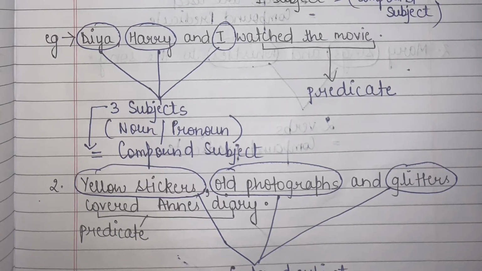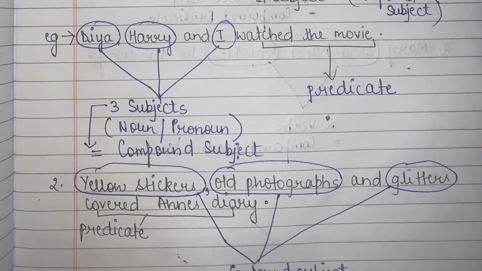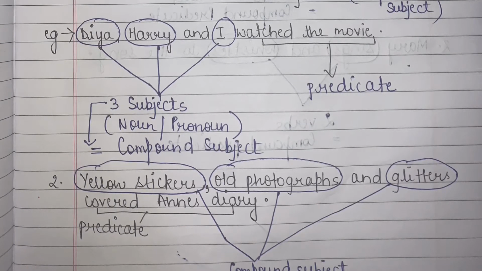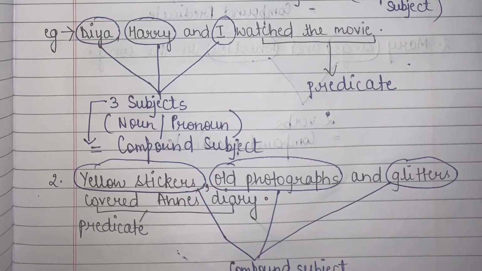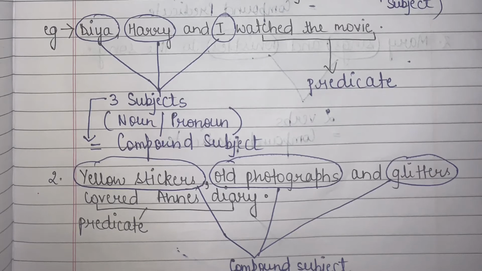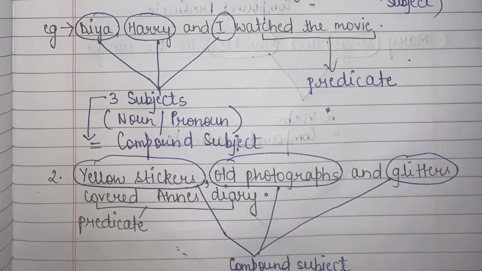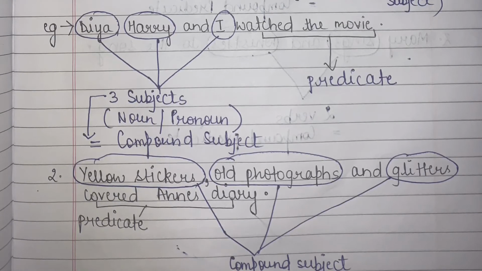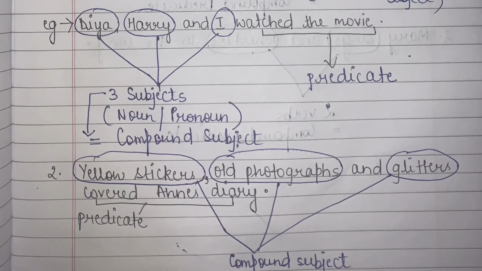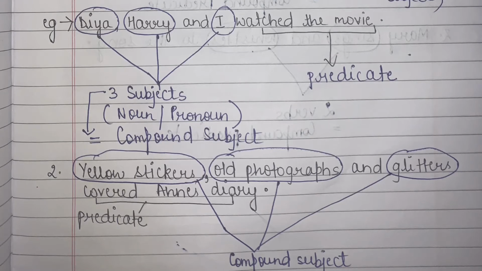Okay. And what about this part? Watched the movie. This particular part is my predicate. So this part is telling about the subject, that these three people were watching the movie, right? Is that clear to you all? So whenever we talk about more than one person, that would be my compound subject.